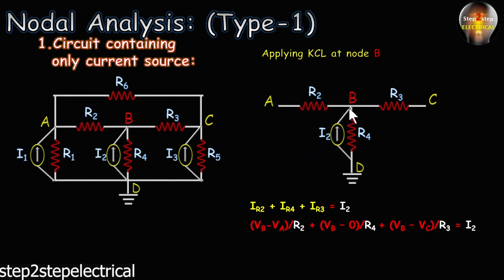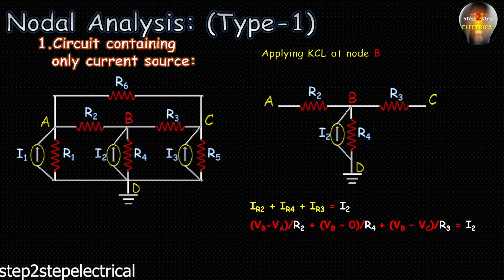Similarly, IR4 current is VB minus 0 upon R4, because the current is flowing from B to D, and the potential at D is 0. Similarly, for IR3, VB is at high potential and the current is leaving the node. That's why we can write (VB minus VC) upon R3 is equal to I2. So this is the second equation, where we have applied KCL at node B.